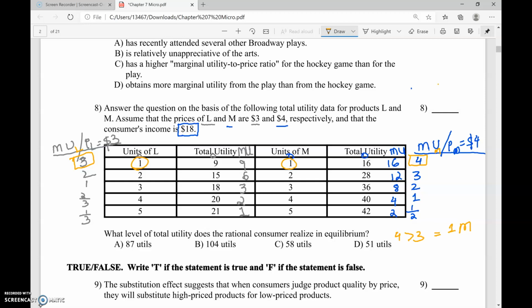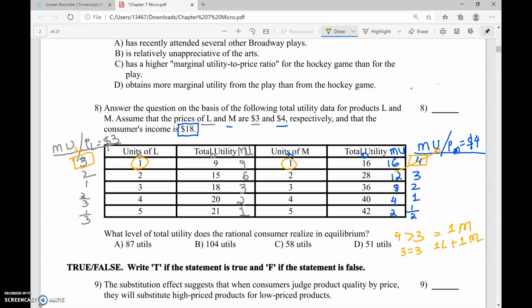So I can strike out this 4 here. 4 is gone. Next, I'm going to compare this number, which is 3, and this one. These two numbers are equal. That means the consumer is going to buy 1 unit of L and 1 unit of M.